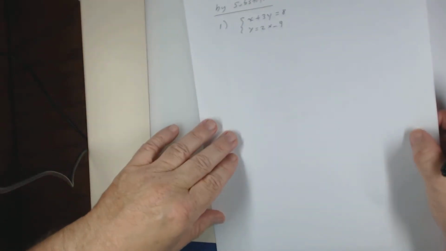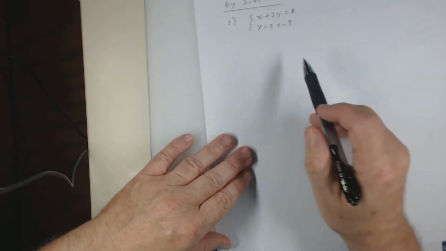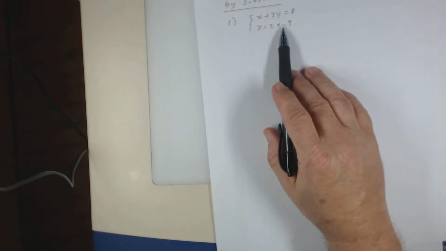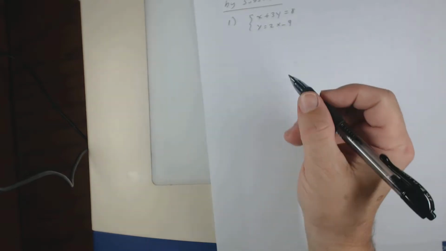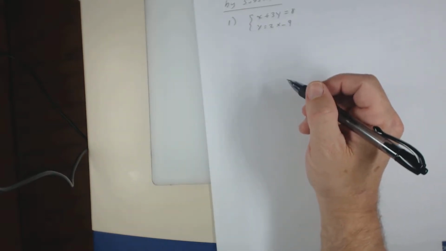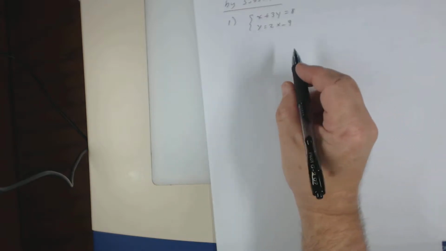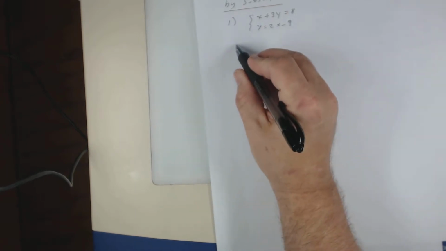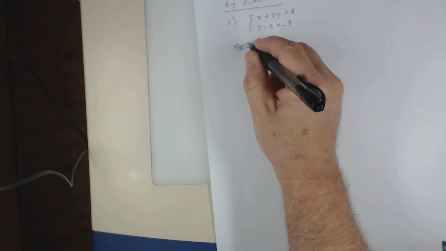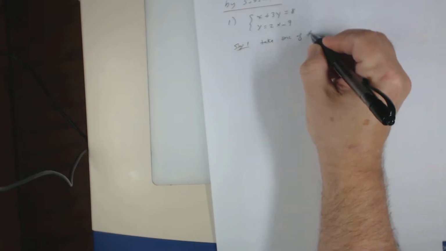If the system already has a variable by itself, it's best to use substitution. Yes. So since in the second equation the y is already by itself, we use substitution. All right, so listen to the steps. You don't have the steps in front of you, but go back and look at the notes that went with it. So step one would be to take one of these equations and get the variable by itself.